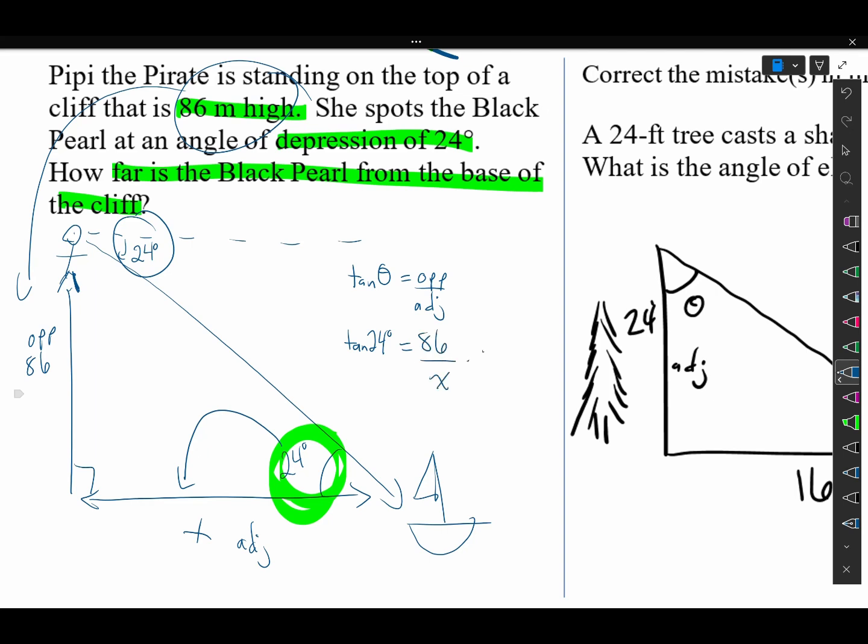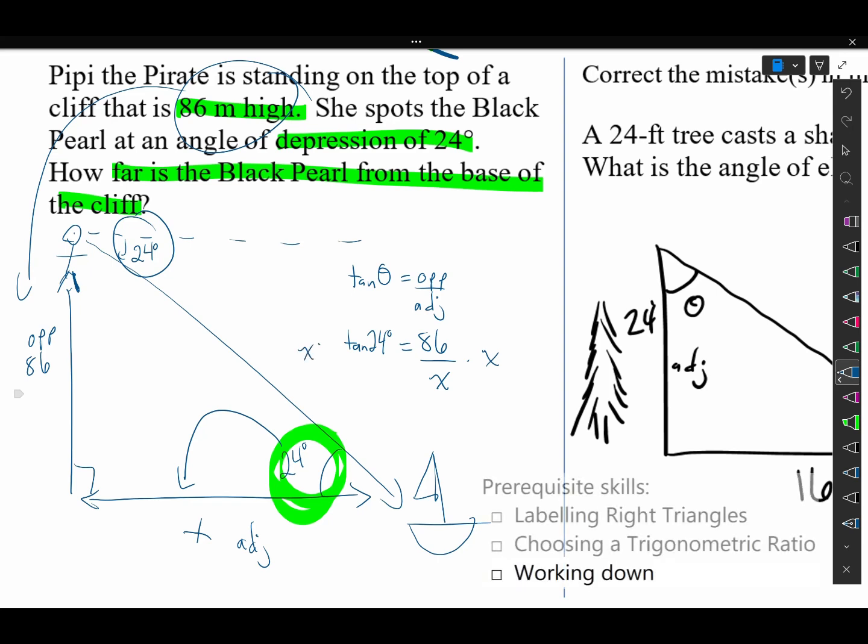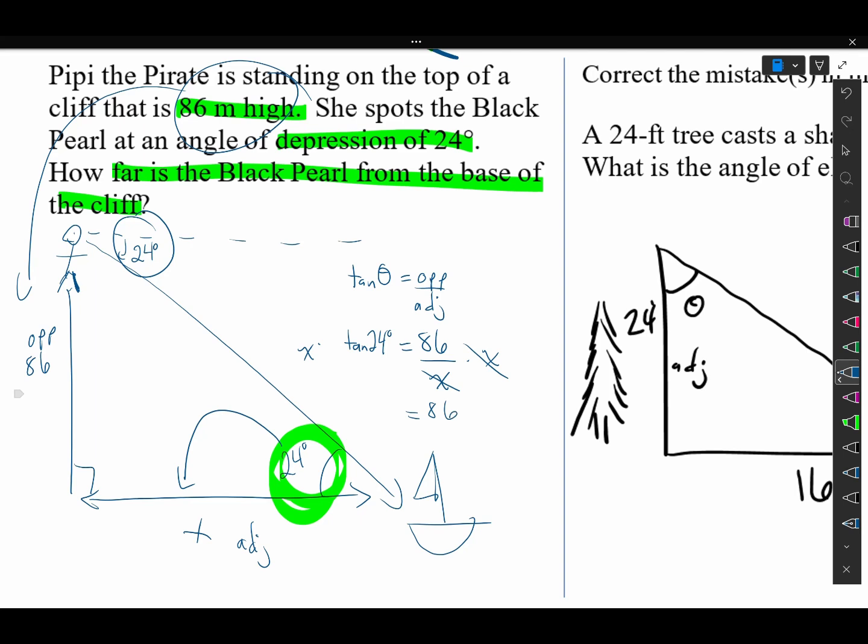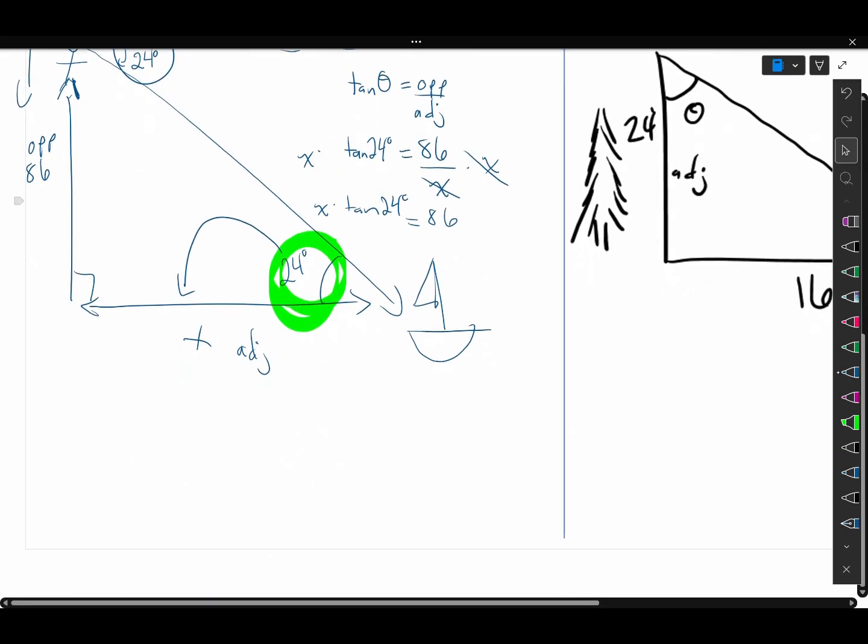Nice and easy. I can multiply both sides by x to get it up into a numerator. These cancel out on the right. I'm working with x times the tangent of 24 degrees equals 86. My pirate ship is getting in the way a little bit, so I will move a little bit down here.